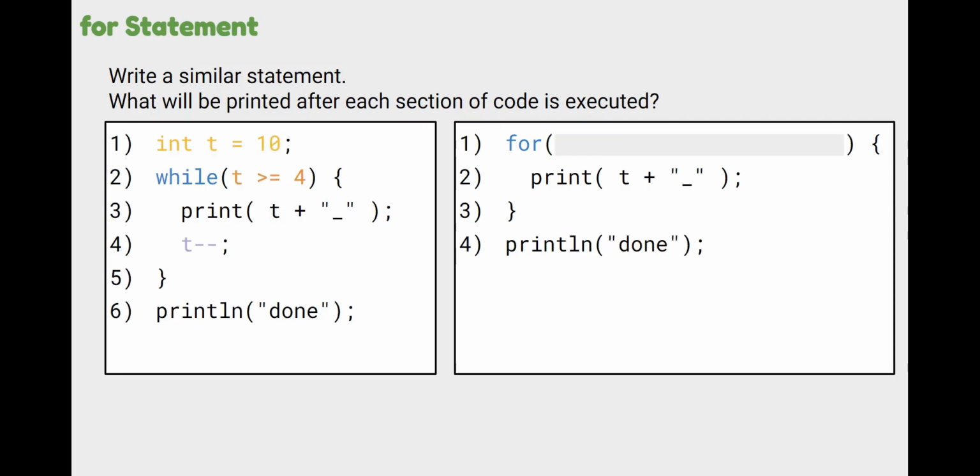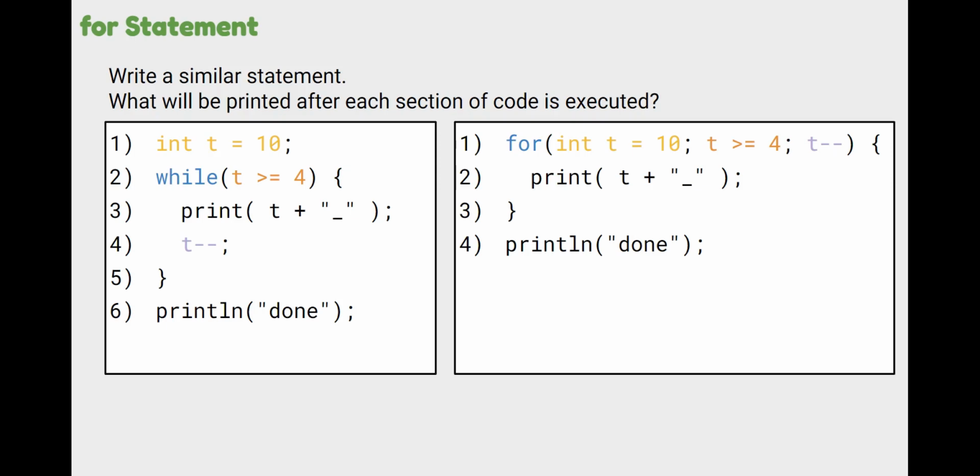Looks like we got another while statement that we need to turn into another for statement. Go ahead and pause it and give it a try. Starting off with our variable declaration, int t is equal to 10. We're looping while t is greater than or equal to 4. And then our update statement is t minus minus.